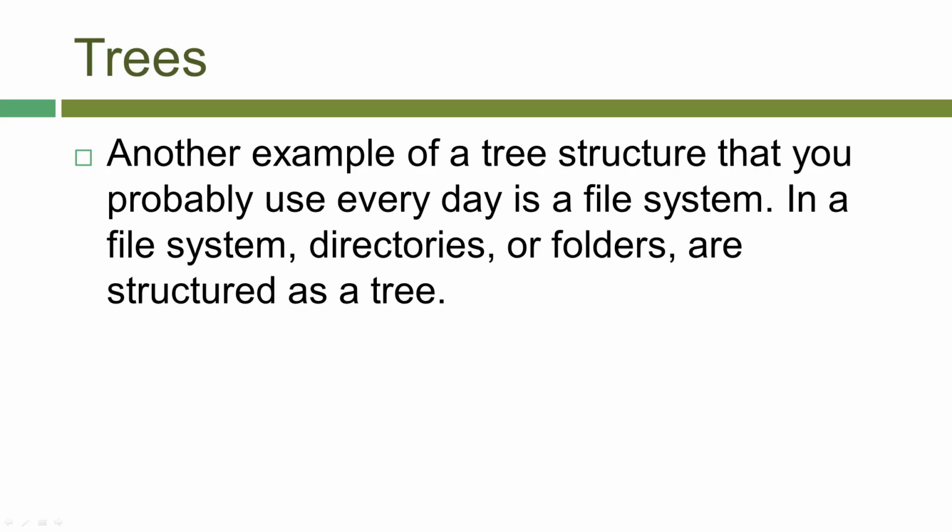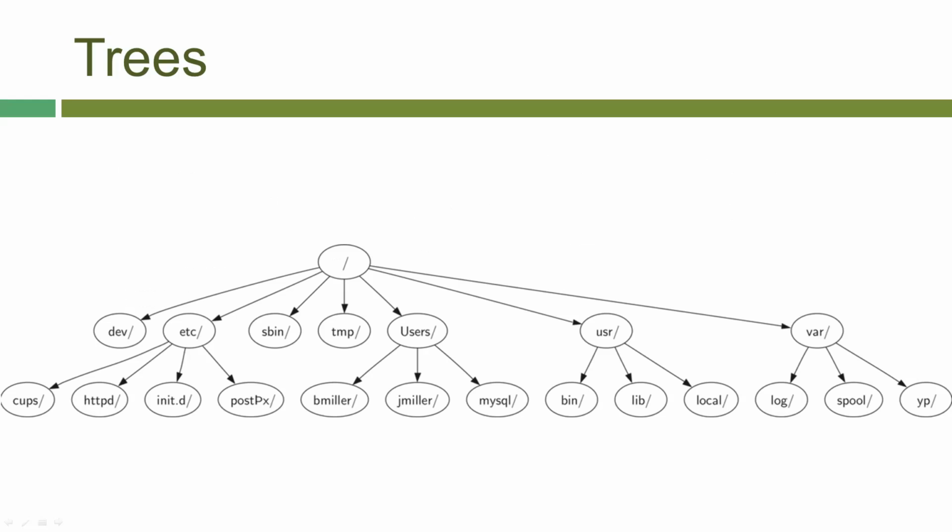In a file system, directories or folders are structured as a tree. Here we can see an example of this, where you basically have just a small part of a Unix file system as a hierarchy. And just like that biological classification tree, you can follow a path from the root to any directory. And that path will uniquely identify that subdirectory, so all the files in it.